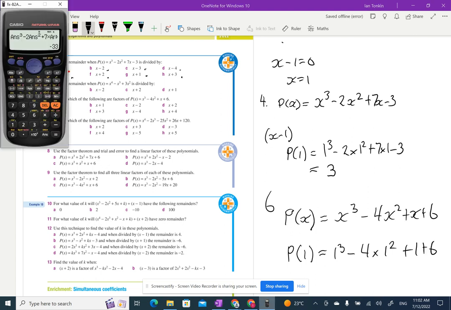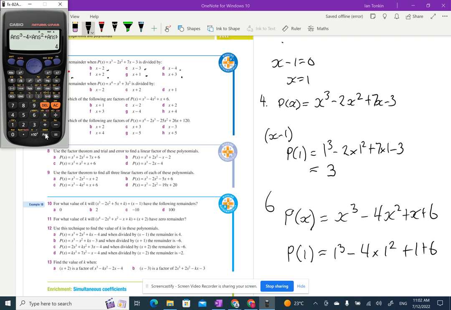But I'm going to use my calculator. I'm going to go 1, there's my answer. And I'm going to go, all right, my answer cubed, minus 4 times my answer squared, plus my answer, plus 6. And I get a remainder of 4. So x minus 1 is not a factor.